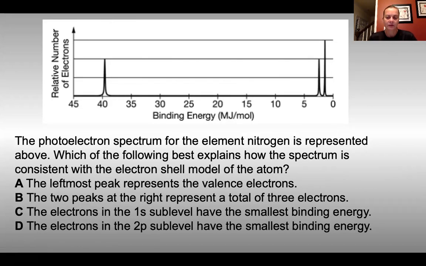Okay, last photoelectron spectrum. So this is nitrogen. Asks us, which of the following best explains how this spectrum is consistent with the electron shell model of the atom? So does our leftmost peak represent valence electrons? No, our leftmost peak represents inner electrons. The 2 peaks at the right represent a total of 3 electrons. Well, no, that's 2, and this one is 3, so that would be 5. The electrons at the 1s sublevel have the smallest binding energy. No, they have the largest binding energy. The electrons in the 2p level, here they are, have the smallest binding energy. Yes, that part is true.